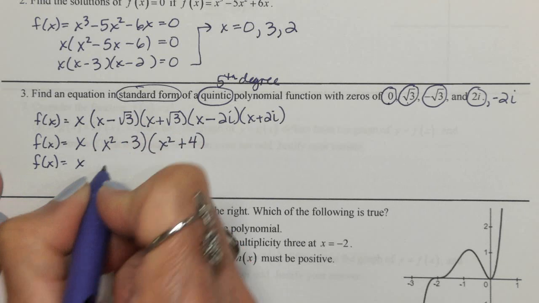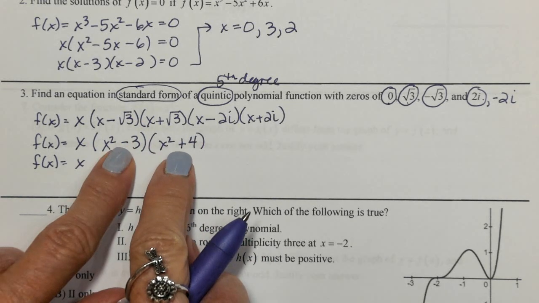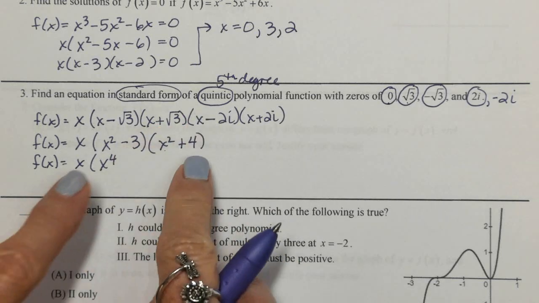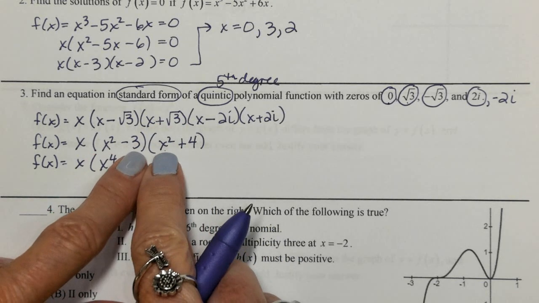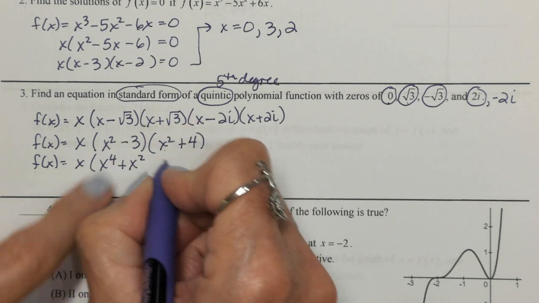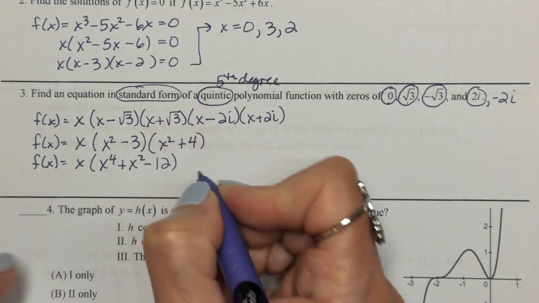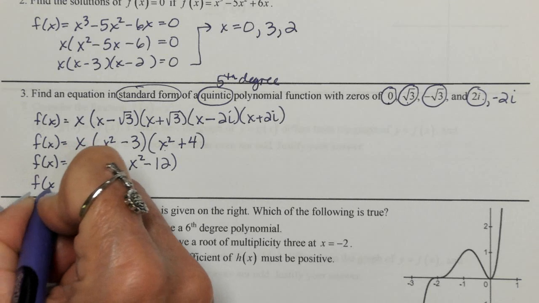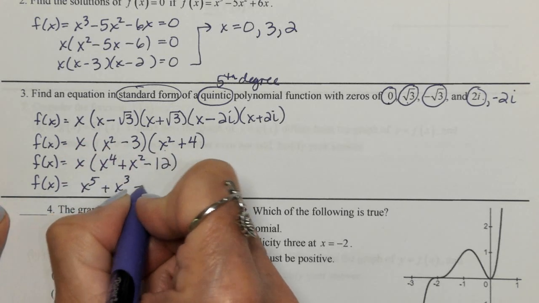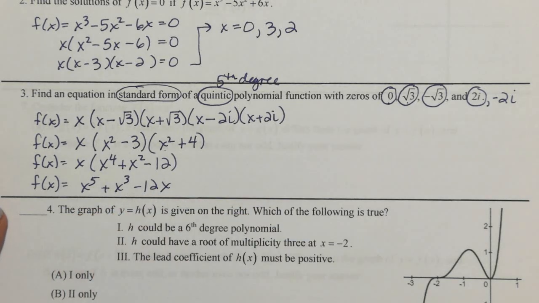Now I think I'm still going to leave my x. I'm going to multiply these two together. So x squared times x squared. Here we have a 4x squared and a negative 3x squared. That makes a plus x squared. And then we have a negative 12 minus 12. And now we have x to the 5th plus x cubed minus 12x. That's standard form.